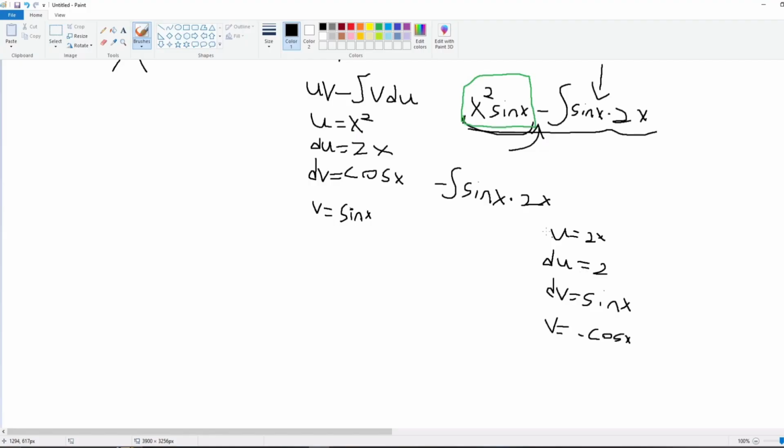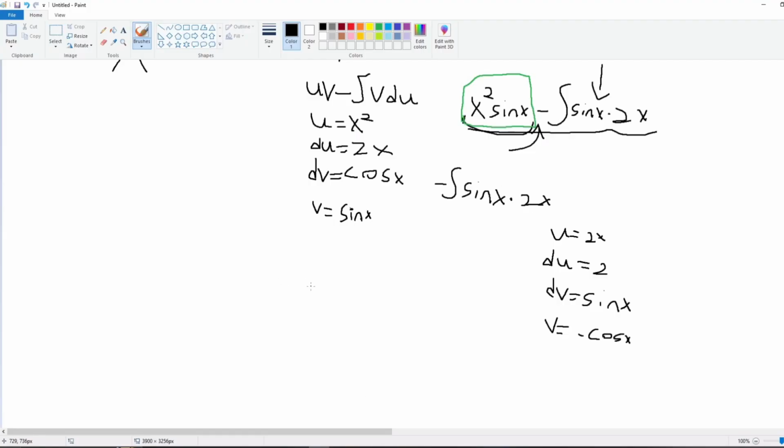Now we're going to need to plug this back into our uv minus voodoo equation one more time. So once we plug this in again, then we're going to be able to combine everything together and solve it with FTC, Fundamental Theorem of Calculus.